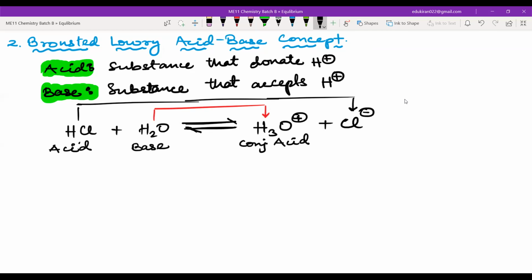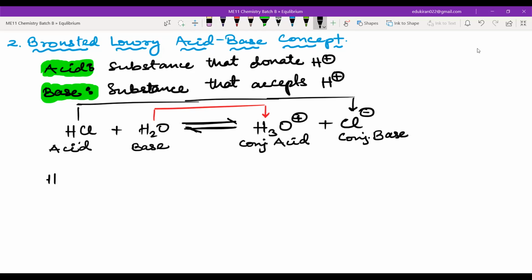Why? Because this is an acid of a base. This acid has only been formed from a base. Similarly, this Cl negative is accepting H plus if the reaction goes from Cl negative to HCl. That is why I will say here this is the conjugate base.